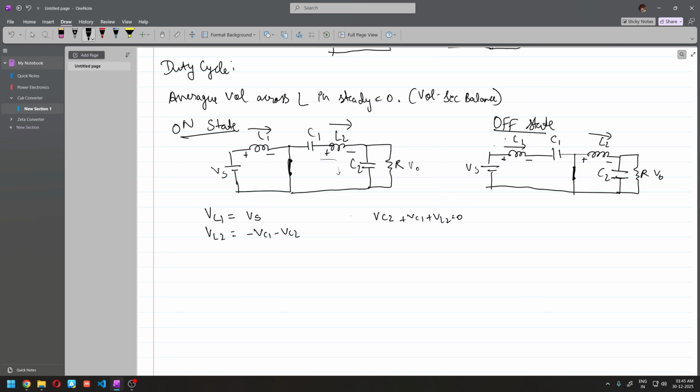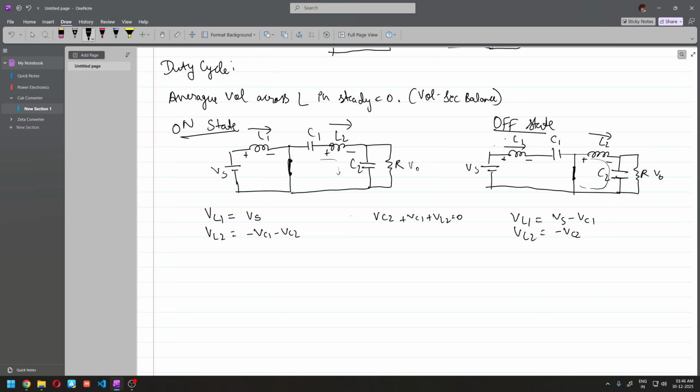Now moving on, we have the two equations for the inductors in the on state. Now for the off state, again you can write the KVL here. VL1 is basically Vs minus Vc1, and VL2, if you write the KVL for this loop, is basically equal to minus Vc2.